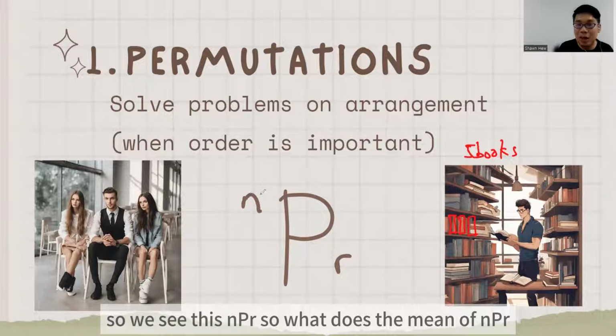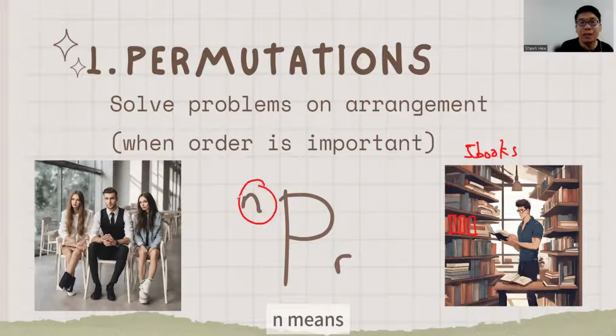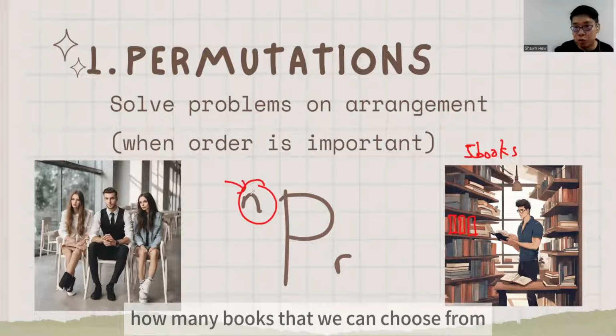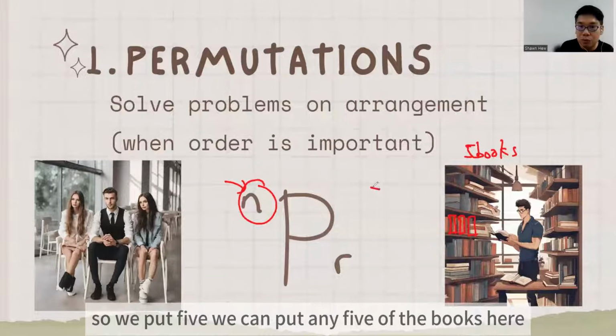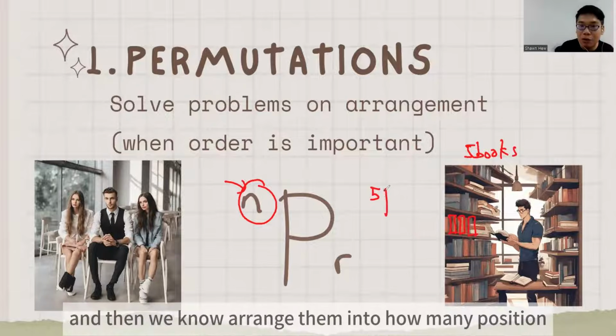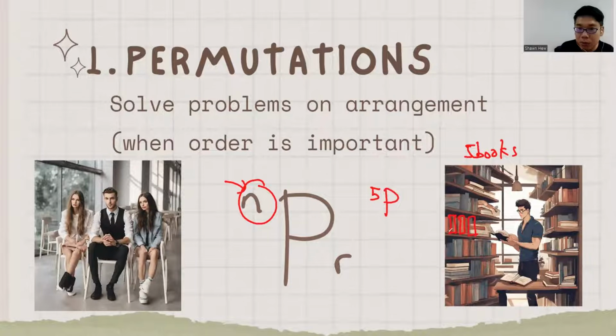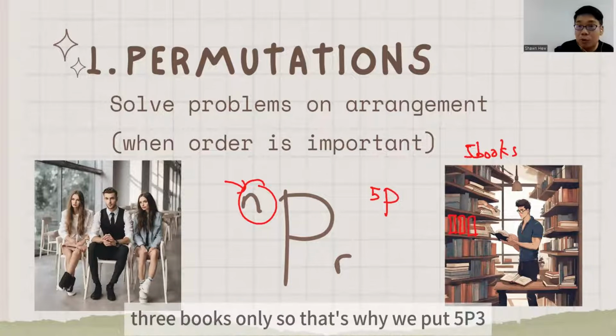So we see this nPr. What is the meaning of nPr? n means how many books that we can choose from. For example, here we have 5 books, so we put 5. We can put any 5 of the books here. And then we need to arrange them into how many positions? We need to arrange 3 books only. So that's why we put 5P3.